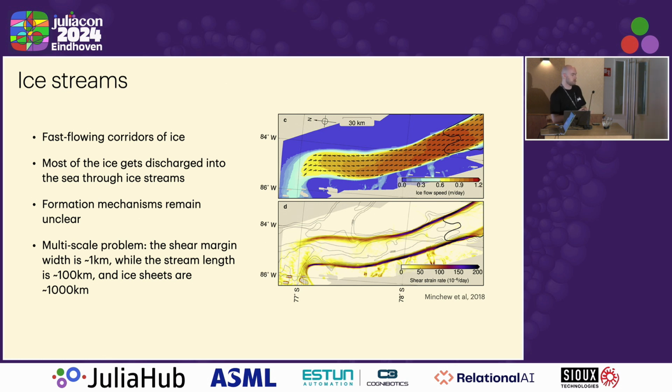And one of the problems is that the problem is multiscale. First of all, the ice sheet has a characteristic size of thousands of kilometers, and the length of the ice stream is 100 kilometers, and then there is the shear margin, basically the narrow region where the strain rates are highest, where the deformation is the highest. So this is the lowest scale that you need to resolve if you're trying to model this process numerically.